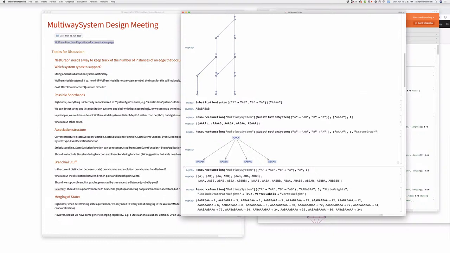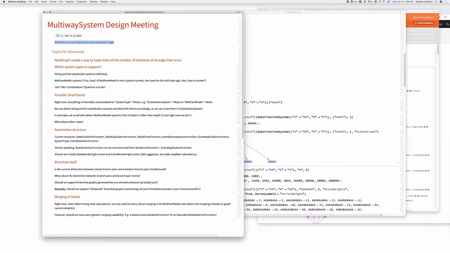Right. Look, my main conclusion is this is quite a lot of design, and I think we're not going to get it done right now. I mean, thickened multi-branchial graphs would be useful.